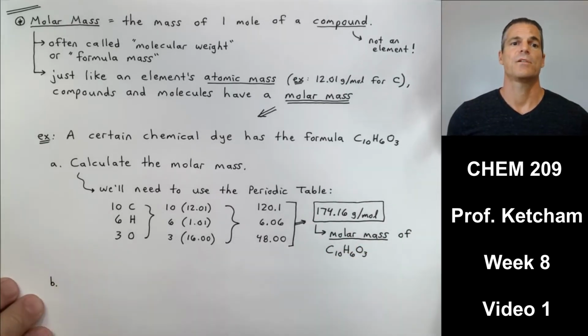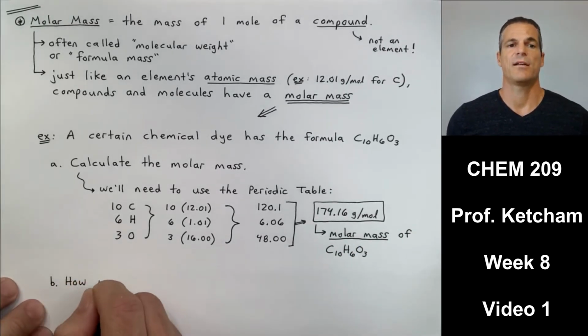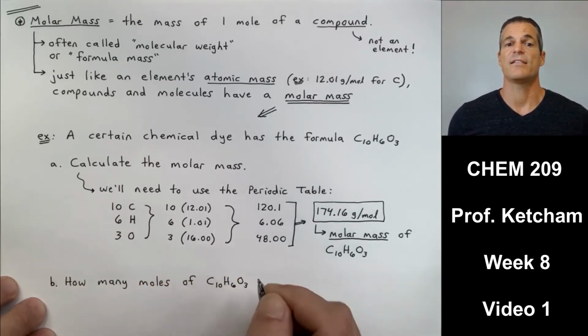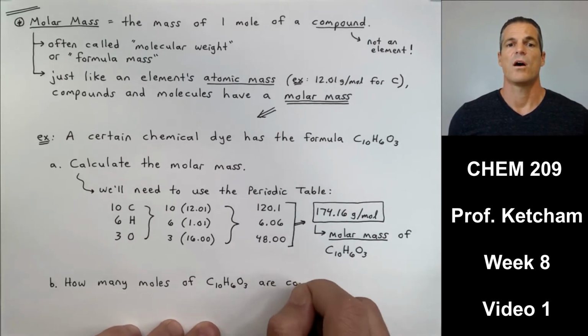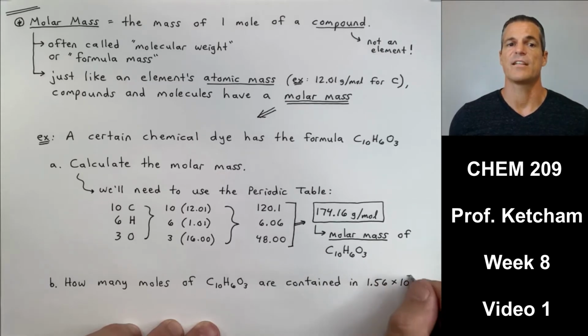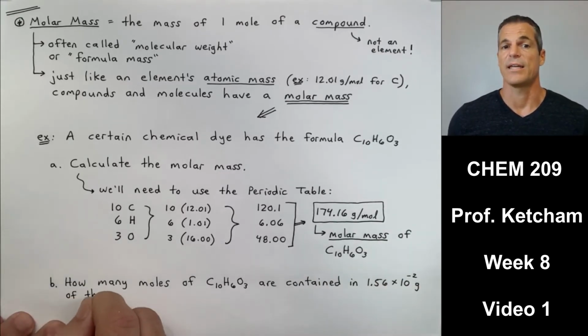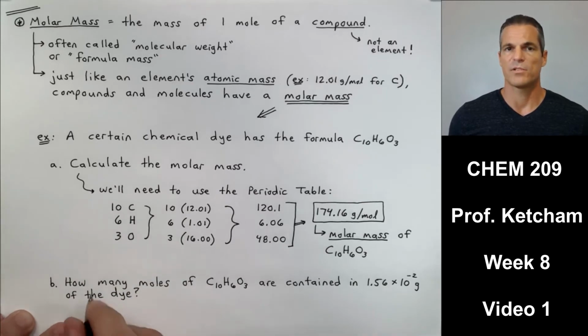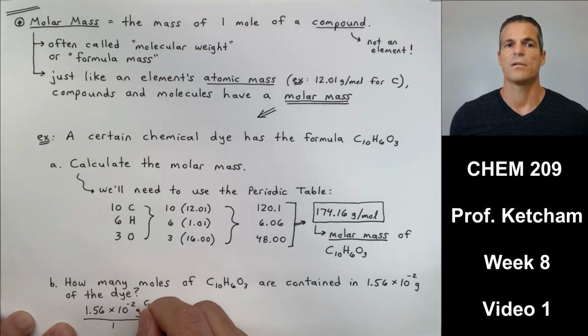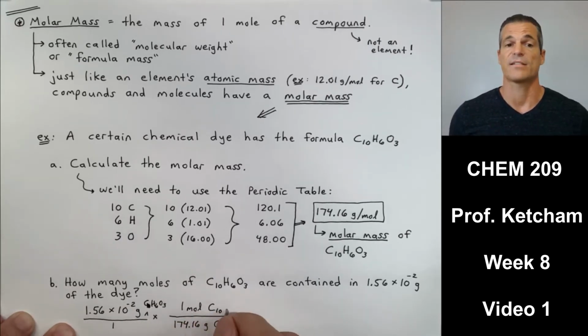All right? So B asks us the next question. That question says, how many moles of C10H6O3 are contained in 1.56 times 10 to the minus 2nd grams of the dye? So we're just going from grams to moles. Okay? And we did this in the last few pages. Start with what you're given, put it over 1. I have 1.56 times 10 to the minus 2nd grams of C10H6O3. If you want to call it 0.0156, you can. In fact, I probably would have.